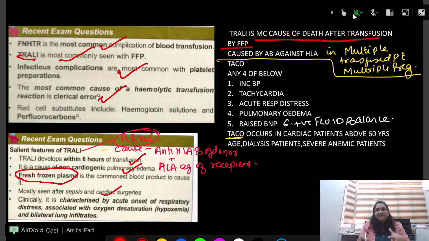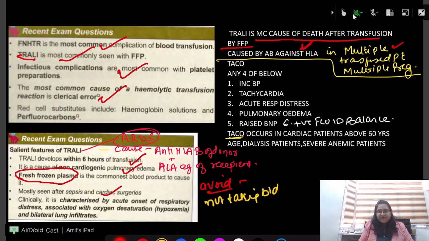Right, and please remember, it is also caused by antibodies against the HLA. Where will the antibodies against HLA be present? They are present in a multiply transfused person who is giving blood, or a woman who has had multiple pregnancies. So how can we avoid TRALI? We can avoid TRALI by not taking blood from a person who has already had multiple transfusions, or who has already been pregnant multiple times.